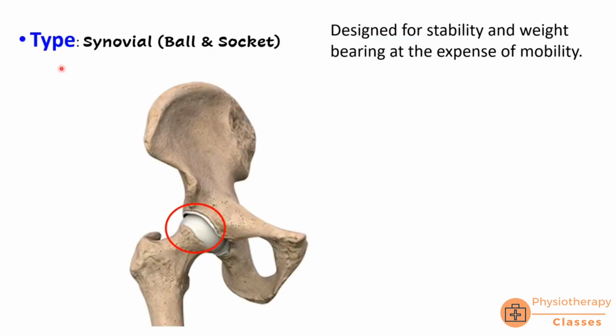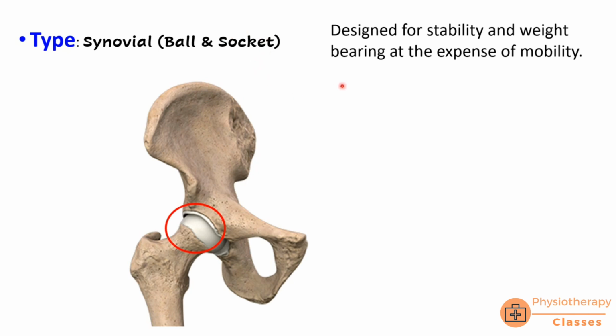Let's begin with the type of hip joint. You can see in this picture, this circle is encircling the hip joint, and this is present between the hip bone and the femur. The type of joint is synovial and the subtype is ball and socket. We'll just see which structure forms the ball and which structure forms the socket here.